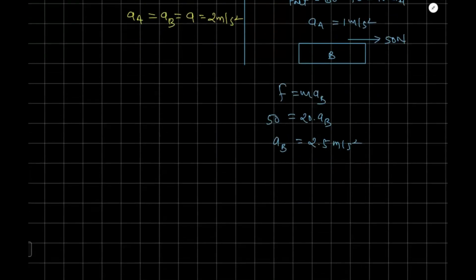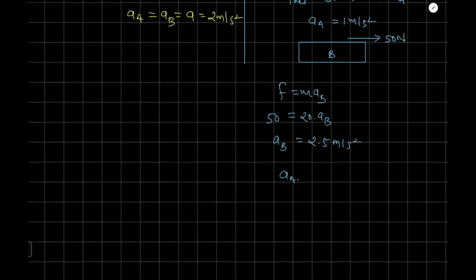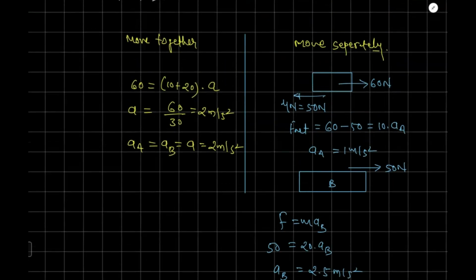Now what we see here is acceleration of A is less than acceleration of B, which is not possible because we have applied force on object A. So this case is not possible. So what will happen then? They will move together and acceleration will be 2 meter per second square.